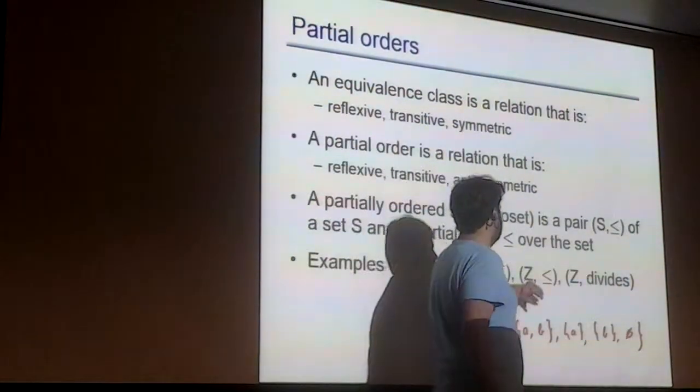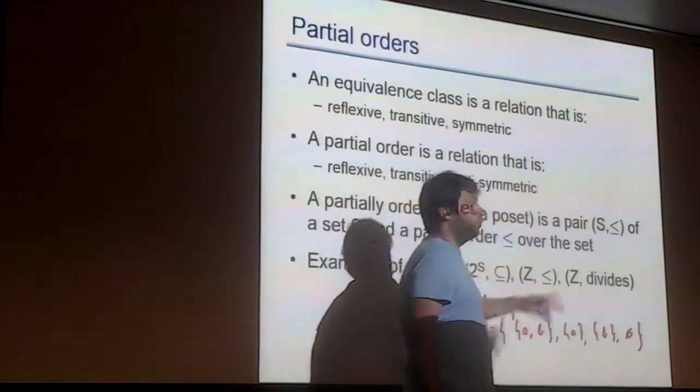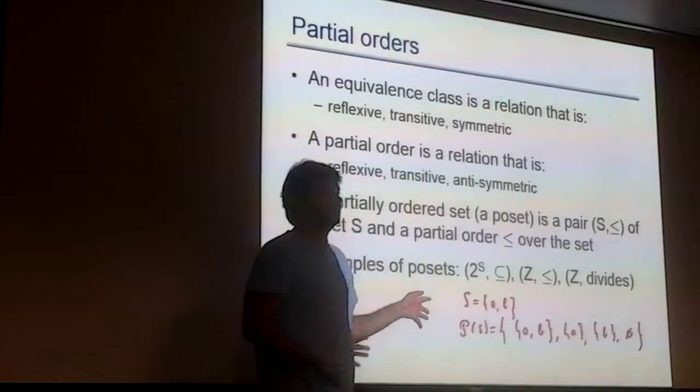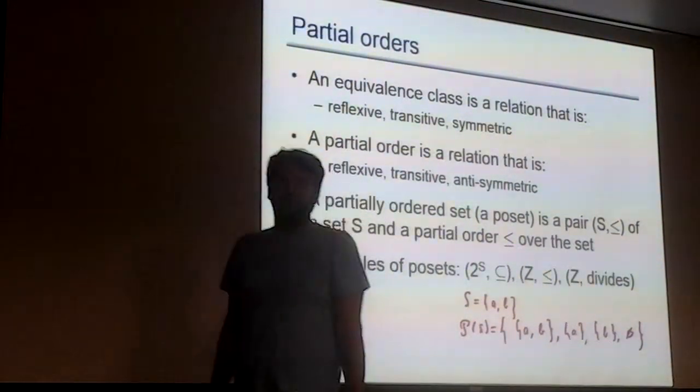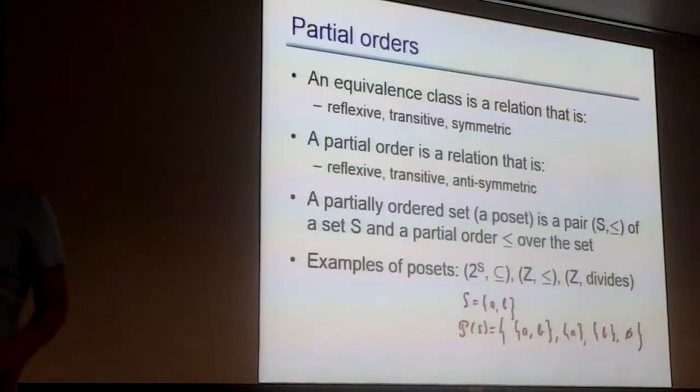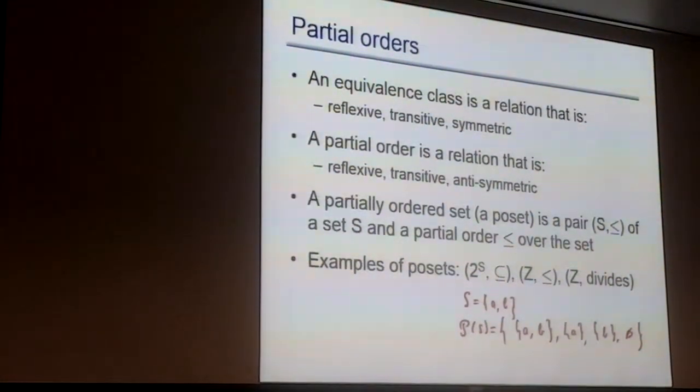There are other examples here. A totally ordered set is also a partially ordered set. If it's totally ordered, it turns out it's also partially ordered. And if you look at the math, there are a lot of these different kinds of partially ordered sets. For our purposes, we're not going to use many different kinds, but it's important to understand the concept.